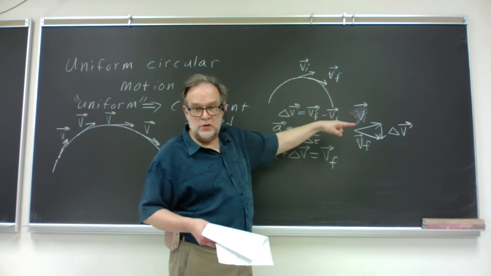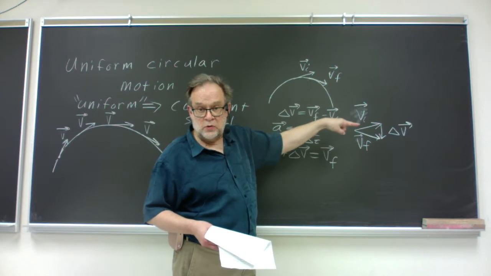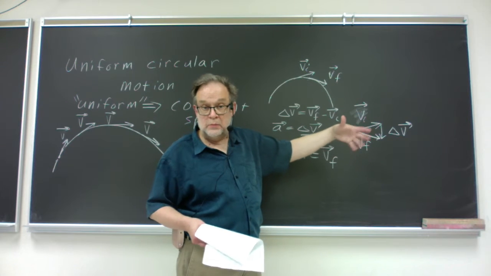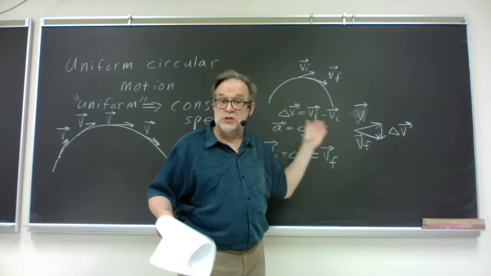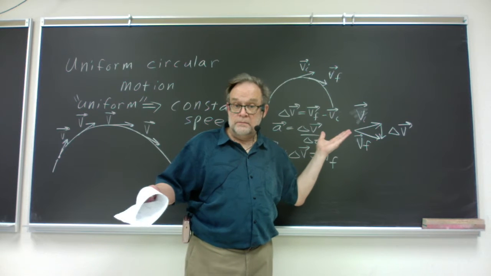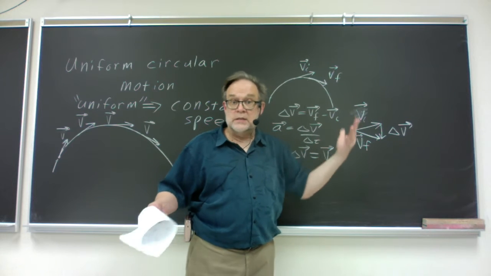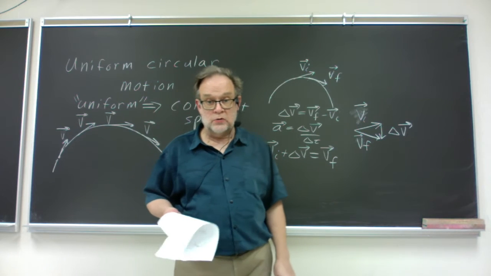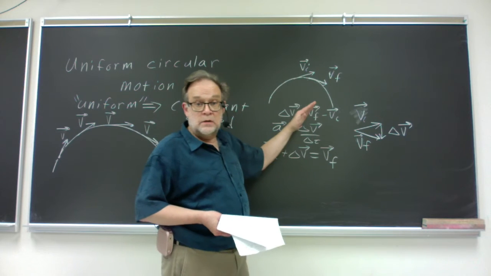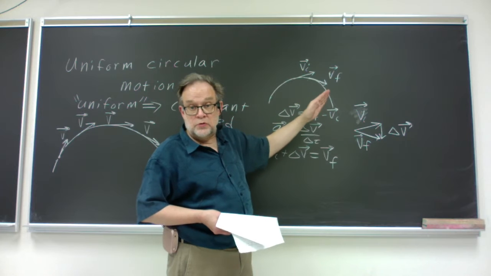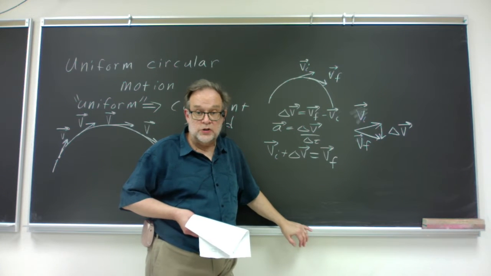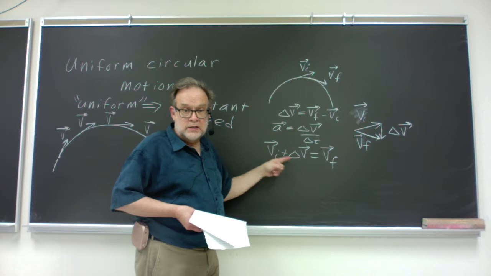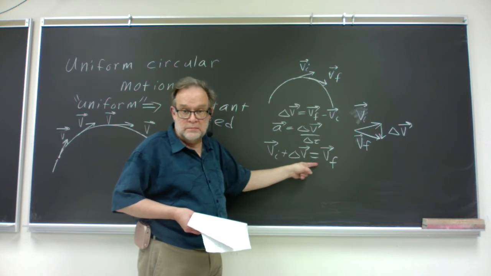Here's the initial velocity arrow, here's the final velocity arrow. I draw those arrows with the same length because this is uniform circular motion. The moving thing has the same speed all the time, so that means you draw arrows of the same length. The only difference is that those two velocities are pointing in different directions. And here you add some new kind of velocity to the original velocity in order to get a different one.